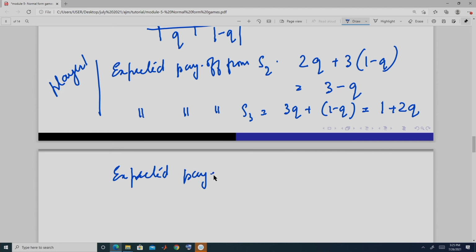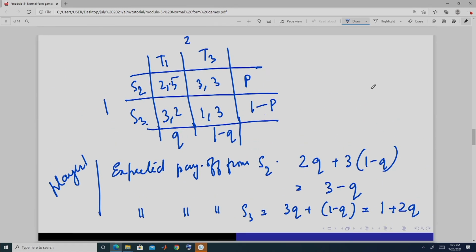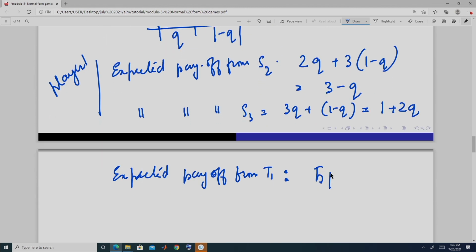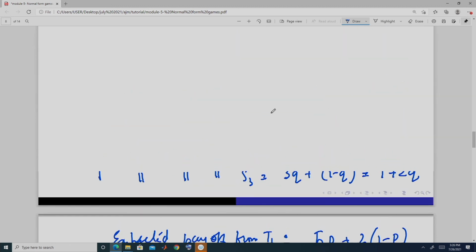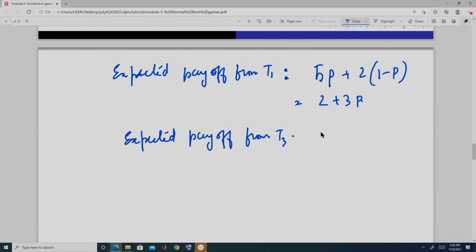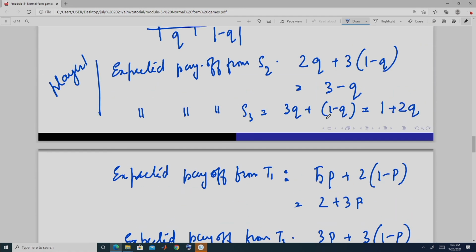Expected payoff from T1 is 5, this. Again, expected payoff from T3 is 3p plus 3 times 1 minus p, so it is 3. Now, we know this is for player 2.